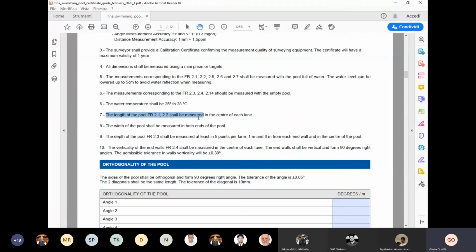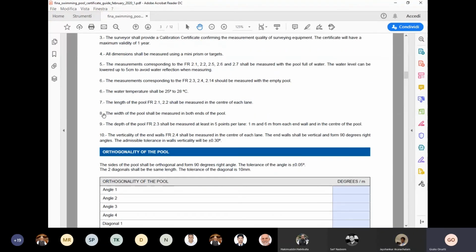There's a description of where exactly the pool needs to be measured in 2.1 and 2.3, which is the length, so at the center of each lane. The width of the pool should be measured on both ends of the pool. And there's a description of where the depth should be measured. Of course, it doesn't need to be measured at any point on the slab, but at least at 5 points per lane. And the description of the verticality. So you see that they go very much into detail of the measurement.